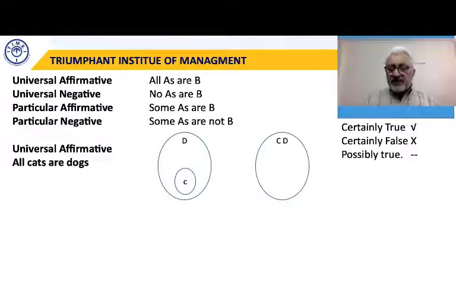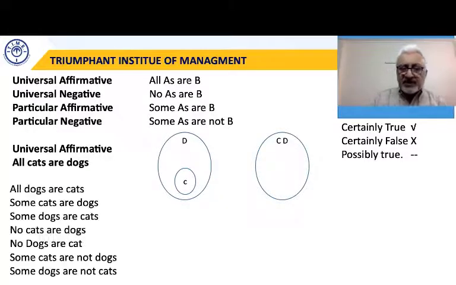All right, till here? All right, let's move on. Now, what is the data given to us? All cats are dogs. We will try to identify, if all cats are dogs, which is the main statement or the data given to us, then what is true about the statement all dogs are cats? If all cats are dogs, then all dogs are cats is certainly true, certainly false, or possibly true.